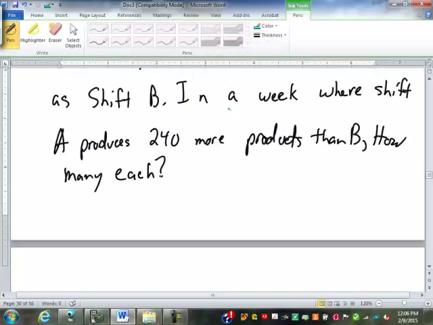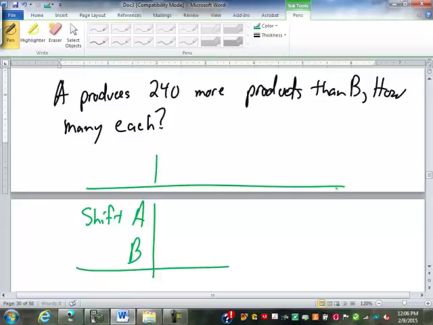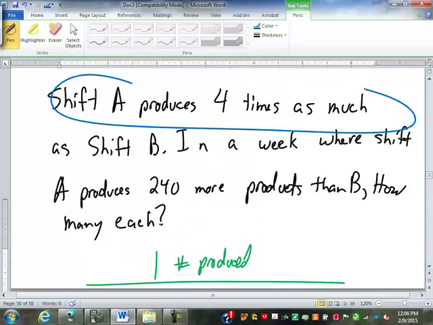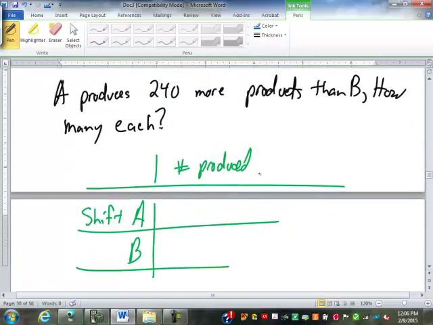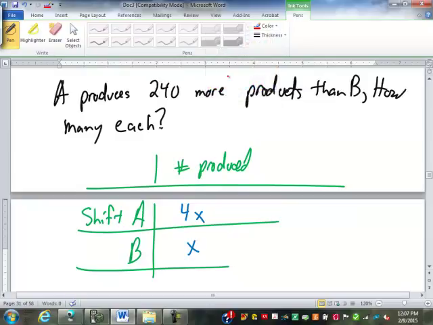So again, we're looking at this time shift A and shift B. And now we're looking at number produced. And we're looking to see if one is referenced from the other. And it is. Shift A produces 4 times as much as shift B. So if we let shift B be x, shift A will be 4x. But the next step is where there's a slight difference. It doesn't say they produced a certain amount total. It says shift A produces 240 more.